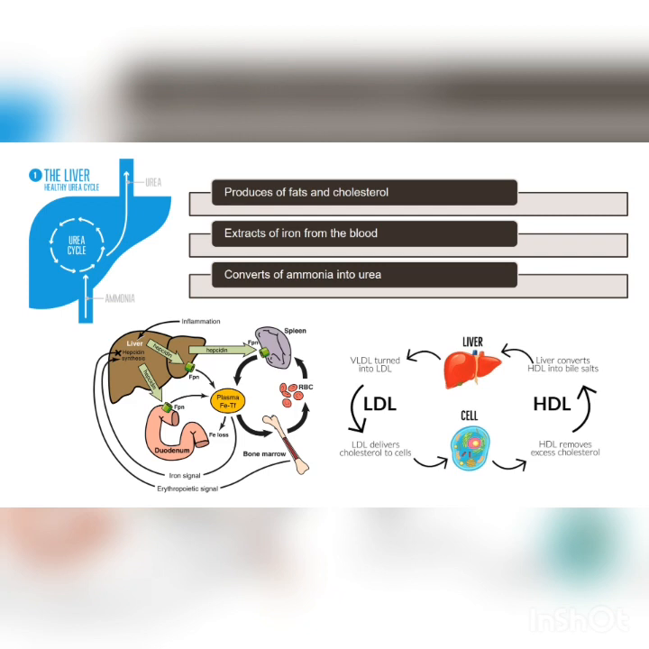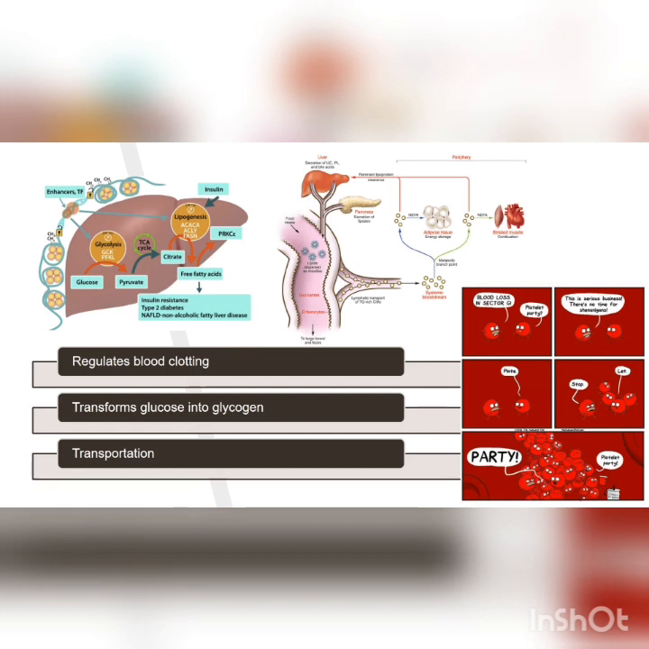It also regulates blood clotting because it produces fibrinogen and other clotting factors like von Willebrand factor. And it transforms glucose into glycogen, and that way it is able to store it. Because it produces bile and cholesterol and other vitamins, it is essential for transportation. And since it has direct contact with the blood, it's really easy for the liver to distribute anything the body needs where it has to be.